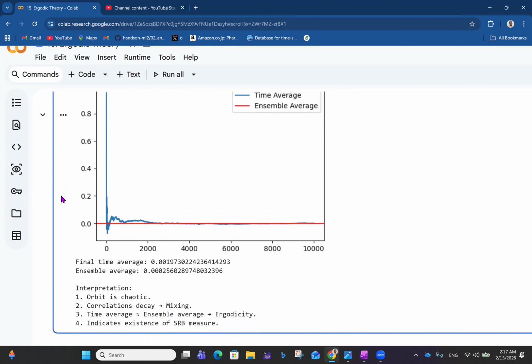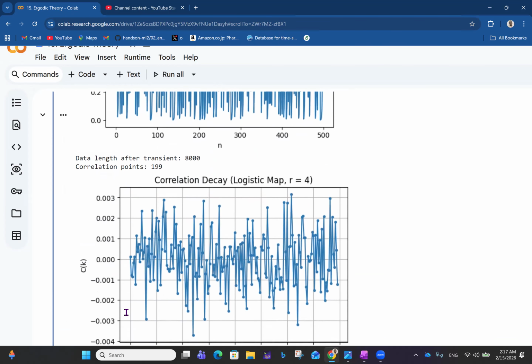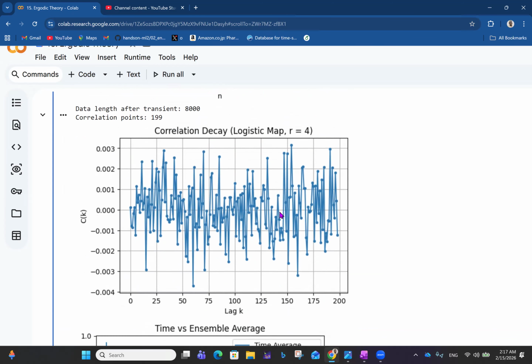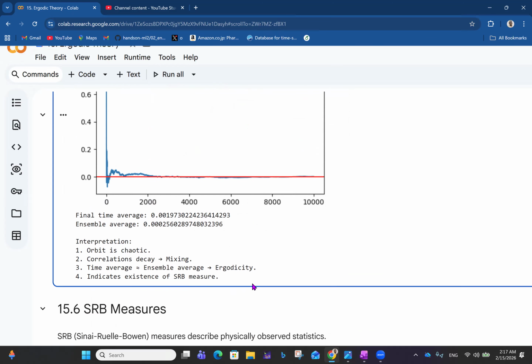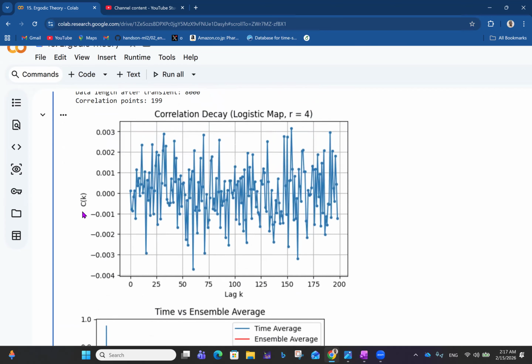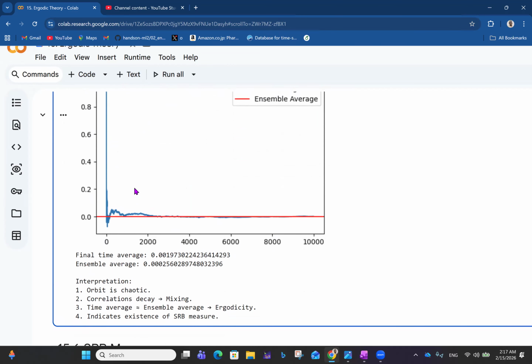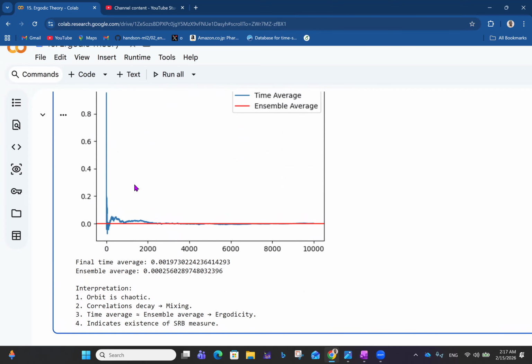Then of course we have all this interpretation. We see that the orbit is chaotic. Correlations decay implies mixing. Where's the correlation decay here, by the way? Yeah, we have the correlation here. So correlation decay implies mixing because we have the whole thing hovering around 0. And then the time average is approximately the ensemble average, and that implies ergodicity.